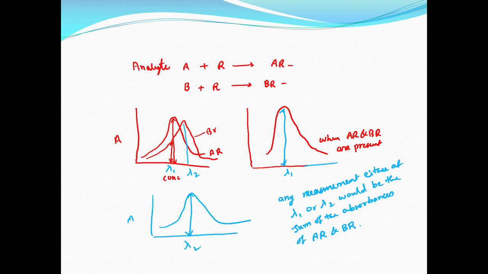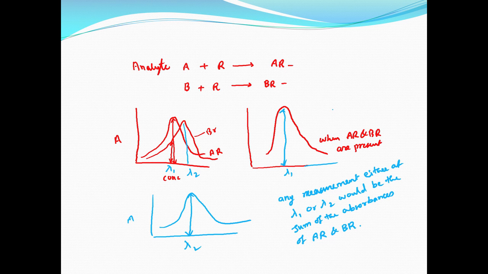You may be making measurements, but you will be measuring the sum of the absorbances of both AR and BR at any wavelength. Now, the question is, can we sort out this problem and determine both AR and BR? Otherwise, what you have to do is remove B from the matrix by some other means like solvent extraction, precipitation, filtration and things like that. Have AR, determine A, and similarly make a procedure for removing A and make the determination of BR. Then you can have the analysis, but we can make use of a little mathematics here.